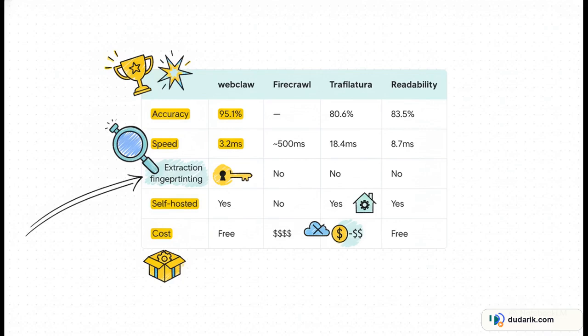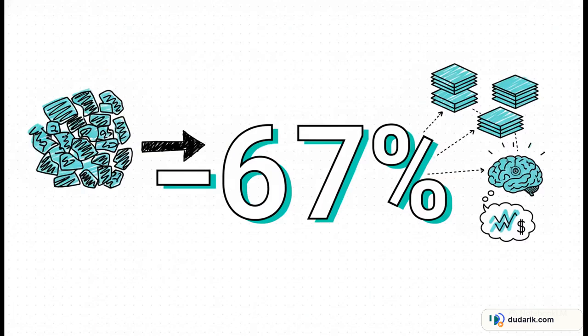And notice that TLS fingerprinting row? It's the only one that has it. That's the secret key. Plus, it's self-hosted and free. It's a powerhouse. And this number? This is the one that really matters for your wallet and your AI's brainpower.